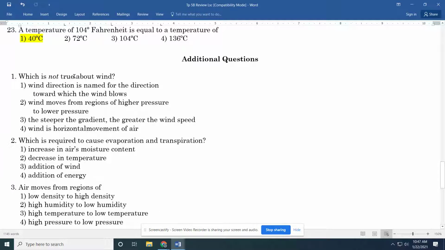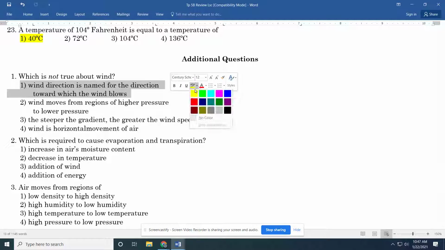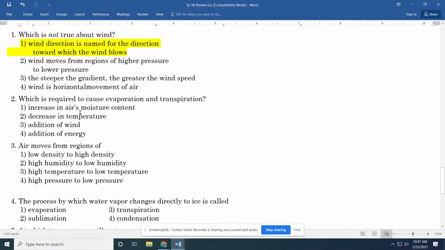Which is not true of the wind? Wind is named for the direction it comes from. So not true: wind is named for the direction toward which the wind blows. There's your falsehood. Okay, works. Which is required to cause evaporation and transpiration? You have to add energy in order to make those happen. If you want water to evaporate, you have to add energy. If a plant wants to pull water up from the roots, it has to expend energy.